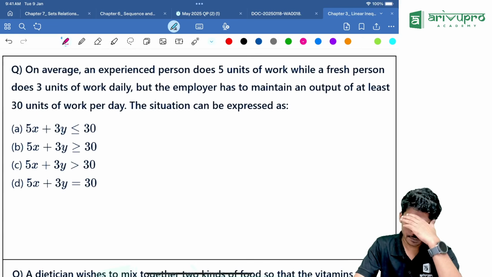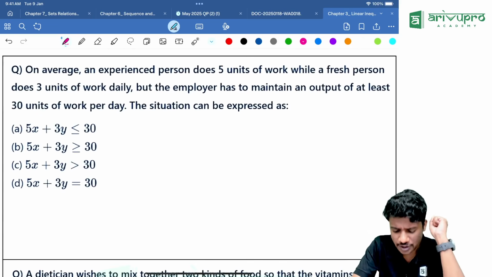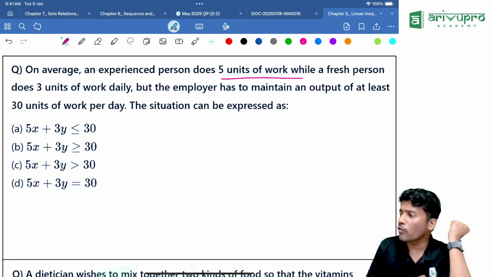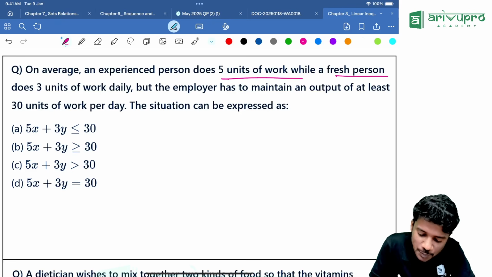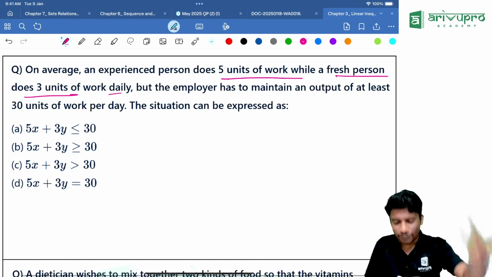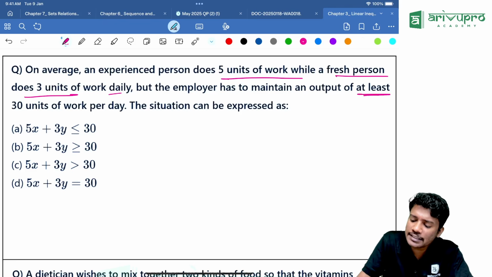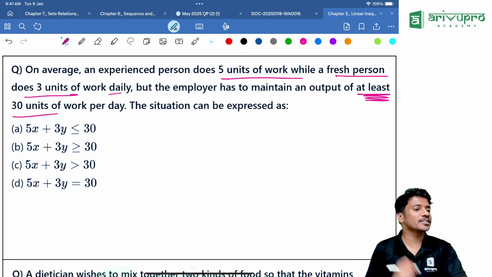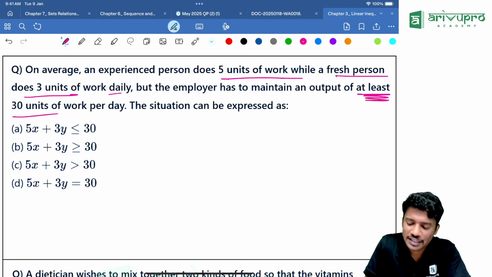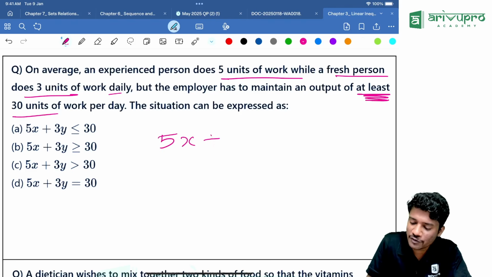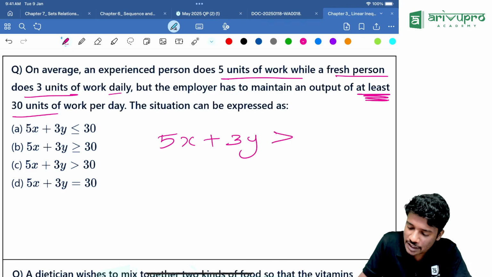Get me the answer. On average, an experienced person does 5 units of work, while a fresh person does 3 units of work daily. The employer has to maintain an output of at least 30 units of work. Without even writing, you will get the answer: 5x plus 3y is greater than or equal to 30.